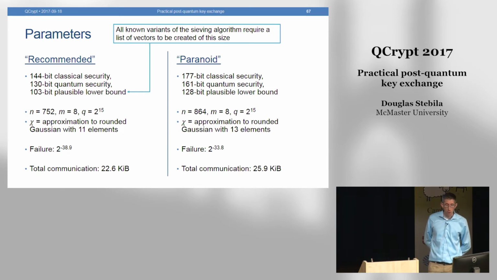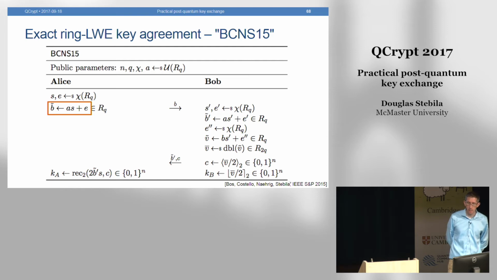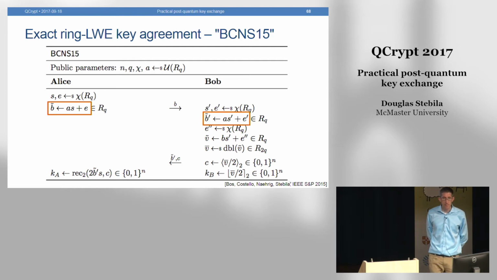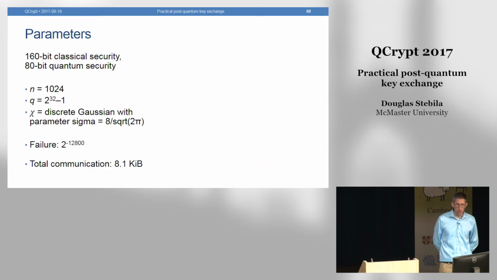So that was for learning with errors algorithm. We can also have ring learning with errors-based key exchange. Here's one algorithm called the BCNS algorithm. And again, it has exactly the same pattern as we saw before. There's an AS plus E operation to create a public key B. Bob does the same thing on his side. They compute a shared secret or an approximately shared secret, and they have some error correction. Okay. And again, from this type of protocol, we can pick parameters. And here's one plausible set of parameters that achieves 80-bit quantum security and about 8 kilobytes of communication.